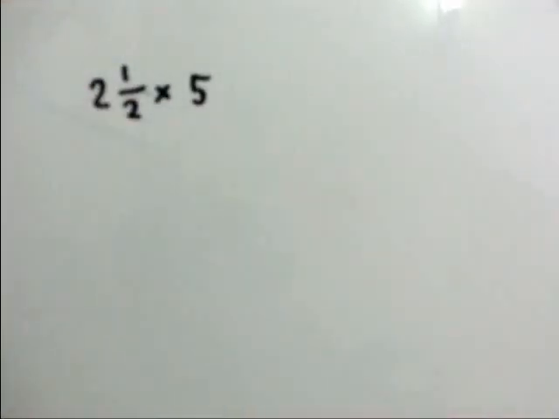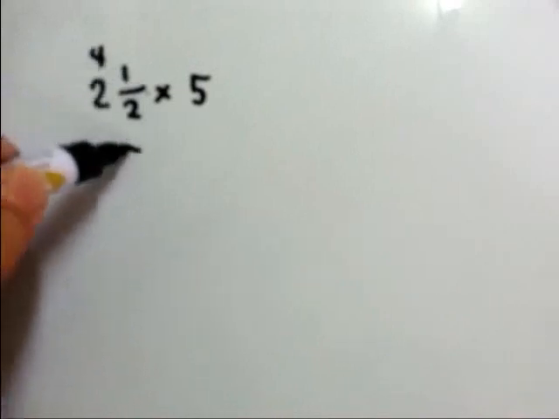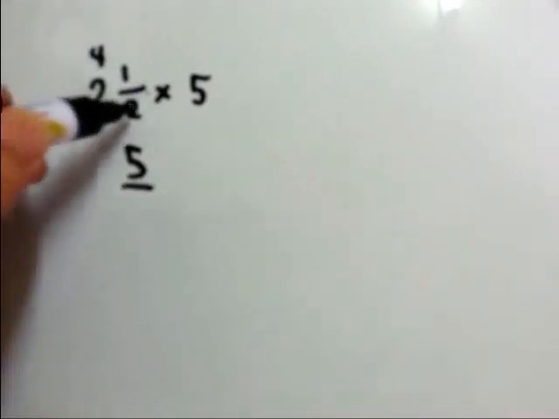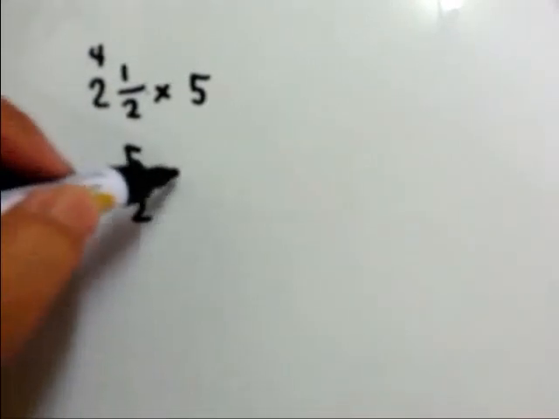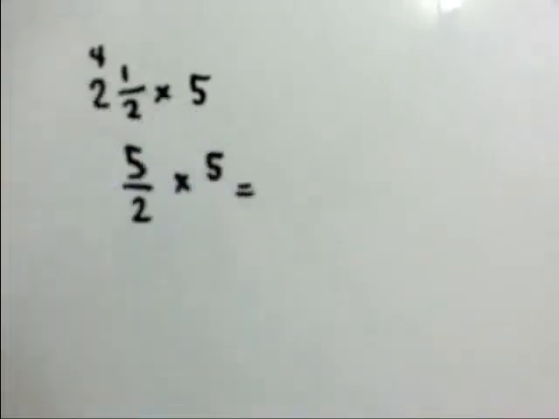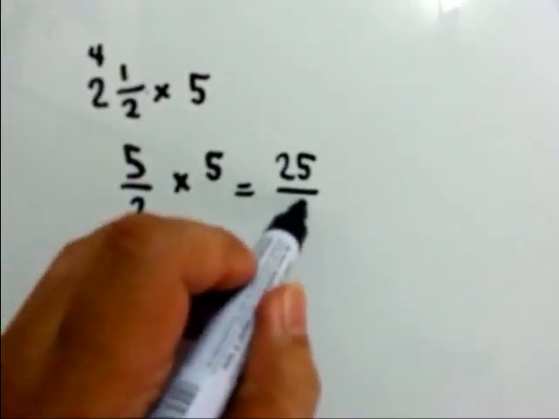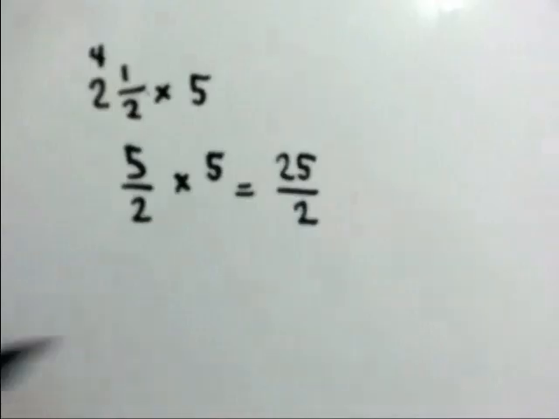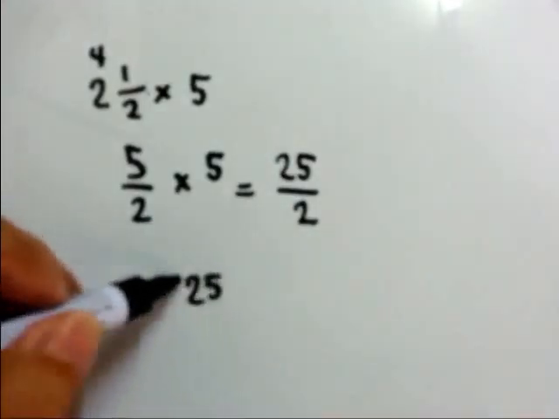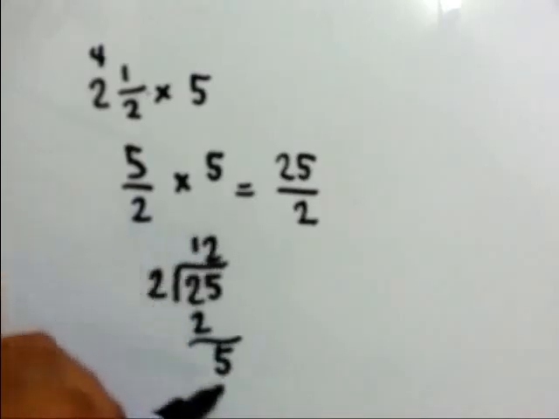Let's solve. 2.5 times 5. 2.5 is a mixed number, so we convert it first to improper fraction. 2 times 2 equals 4. 4 plus 1 equals 5. So we have 5/2. We multiply 5/2 times 5. Walang cancellation, so we proceed. 5 times 5 equals 25. We copy 2. And so we have 25/2. This is an improper fraction, so we convert. 25 divided by 2 equals 12 remainder 1.